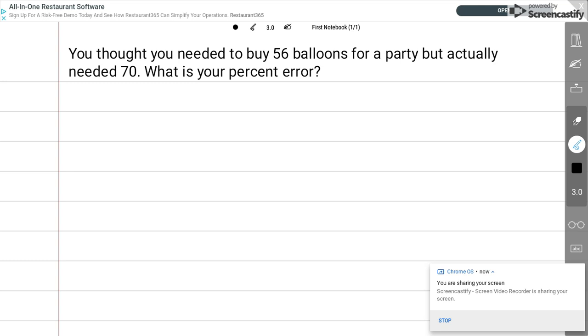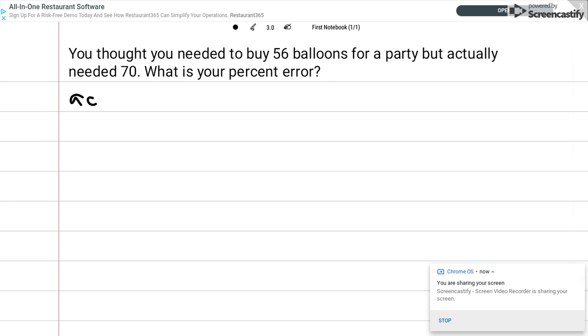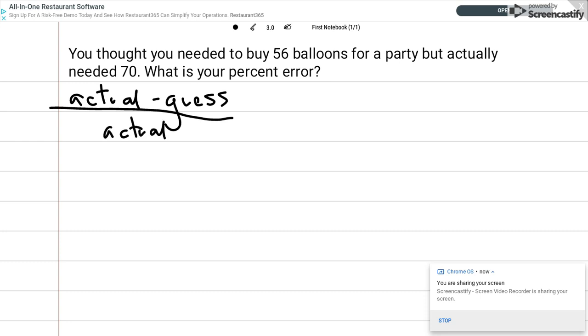Scientists like to use this so they can figure out where they're making mistakes and how they can improve to get more accurate results. So in order to find your percent error, you're going to take the amount that you actually had or actually needed, and you're going to subtract it from your guess. So this is how much you thought you needed, and you're going to divide it by how much you actually needed. You're going to multiply this answer by 100 because this is a percent error. So we need to figure out how much you were off by.